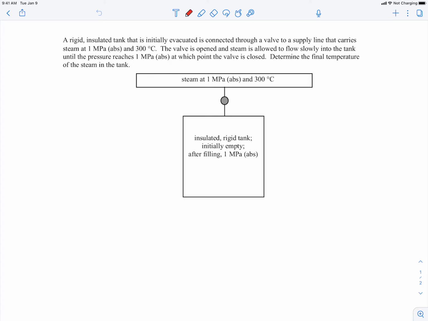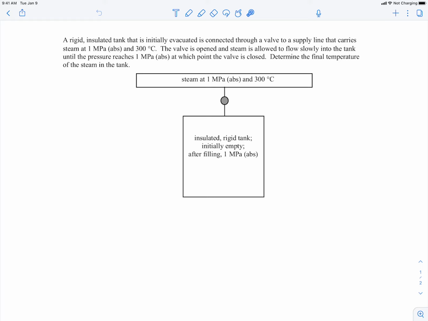Here we're told we have a rigid insulated tank that's initially evacuated, and it's connected through a valve to a supply line that carries steam at 1 megapascal and 300 degrees C. The valve's opened and steam's allowed to flow slowly into the tank until the pressure reaches 1 megapascal. There'll be steam flowing here until the pressures equalize.